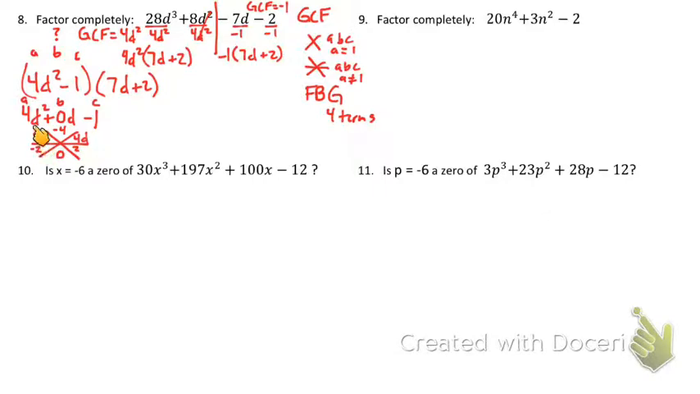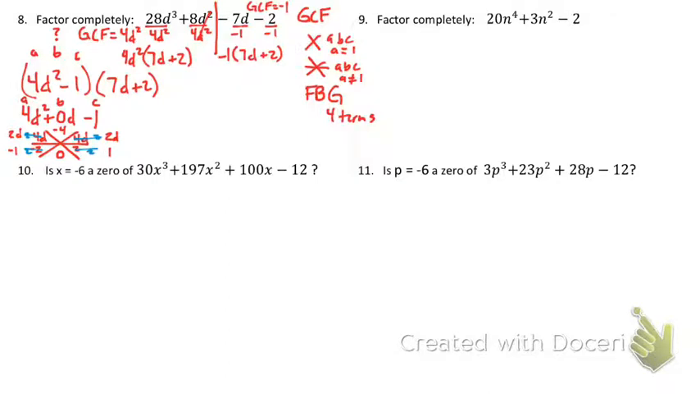Yes, I can reduce by 2 here. So we're going to reduce by 2. That gives me 2D on top and -1 on bottom. Same thing happens over here. I can reduce by 2. That gives me 2D on top and +1 on bottom.